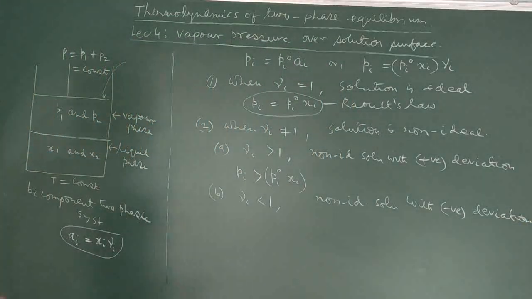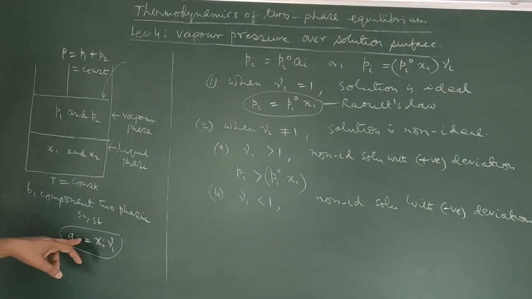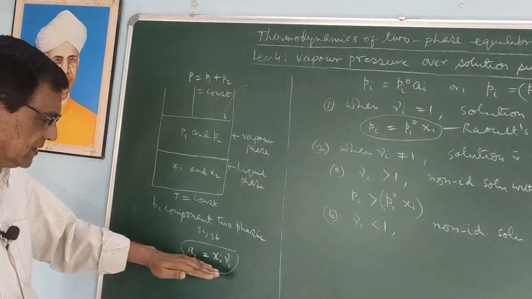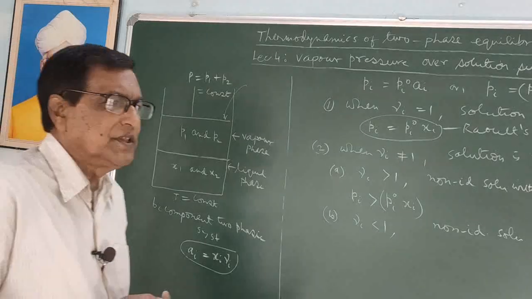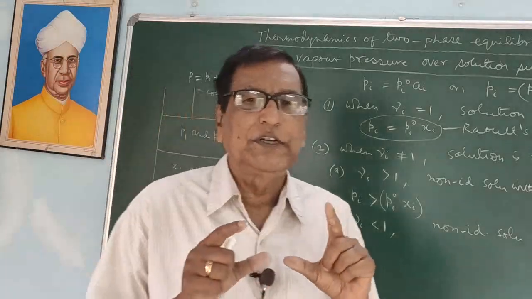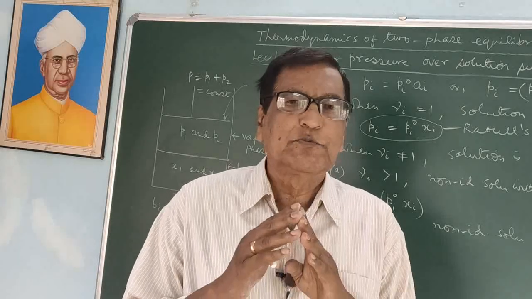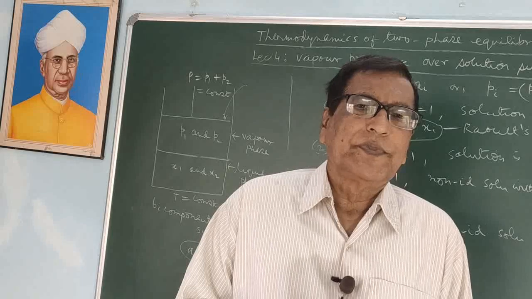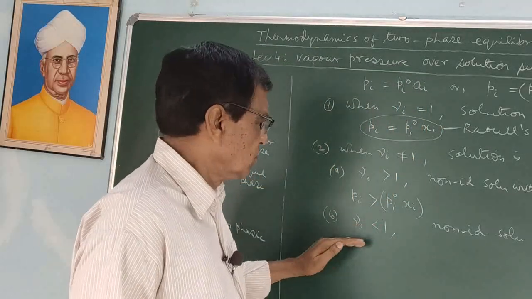It means that whenever gamma i is less than 1, the activity is less than its mole fraction. This condition will arise when the intermolecular attractions between the two unlike molecules, between the two liquids, are much greater than the intermolecular attractions between the like molecules. And in this case, it is a non-ideal solution.